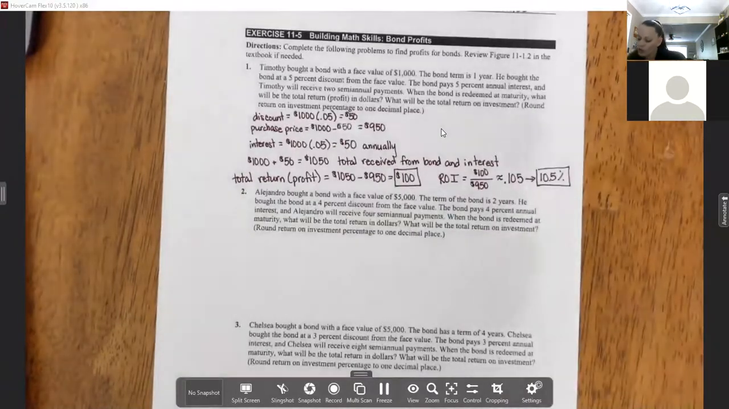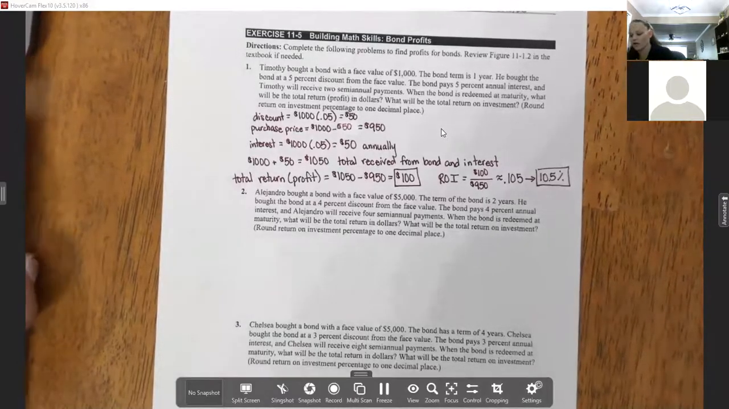Okay. So number two, Alejandro bought a bond with a face value of $5,000. The term of the bond is 2 years. He bought the bond at a 4% discount from the face value. The bond pays 4% annual interest, and Alejandro will receive 4 semi-annual payments. When the bond is redeemed at maturity, what will be the total return in dollars, and what is the return on investment?